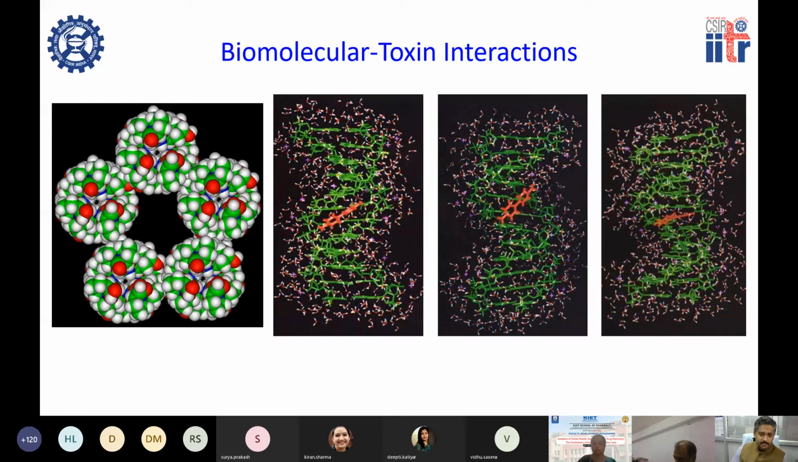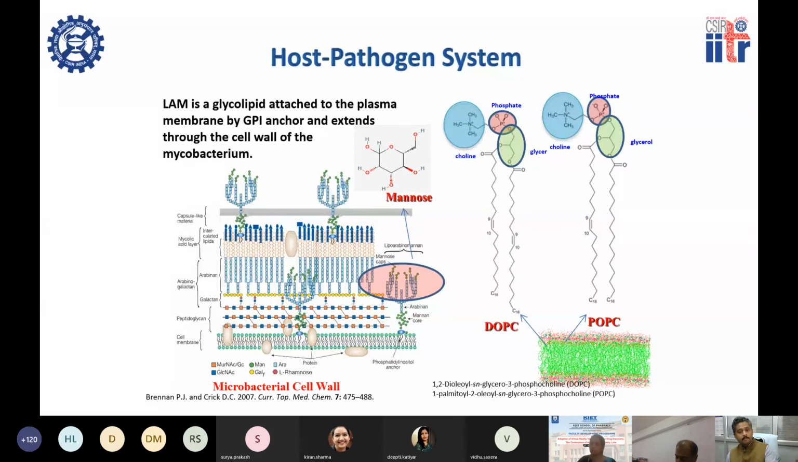So this is the Mycobacterium tuberculosis cell wall. This cell wall contains lipoarabinomannan, a glycolipid that has a mannose cap. When it has a mannose cap, it is considered to be more virulent compared to lipoarabinomannan without the mannose cap. So this is present in the cell wall of Mycobacterium tuberculosis.